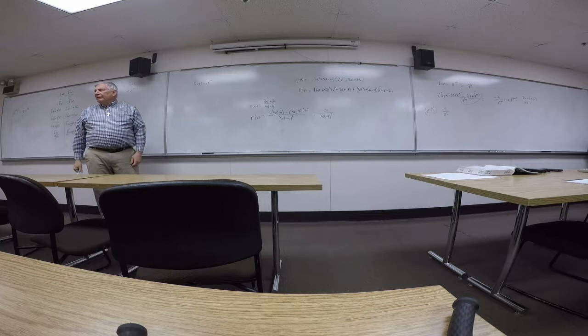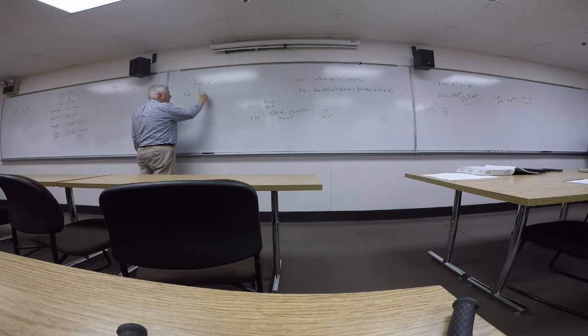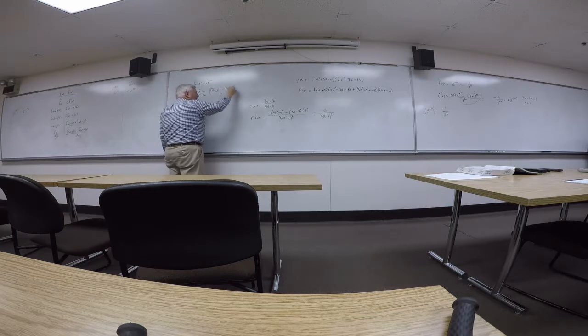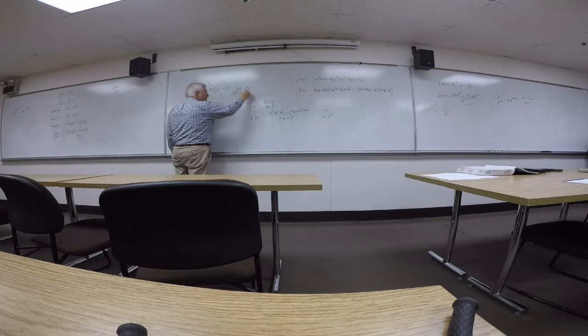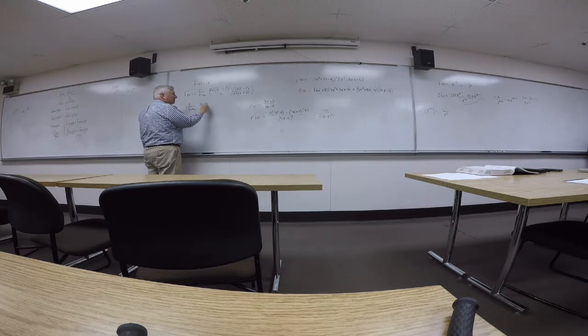And let's go and do this again. By definition, f prime of x is the limit as h approaches 0 of the square root of x plus h minus the square root of x, over h, multiplied by a well-chosen 1: square root of x plus h plus square root of x, over square root of x plus h plus square root of x. The numerator becomes x plus h minus x.